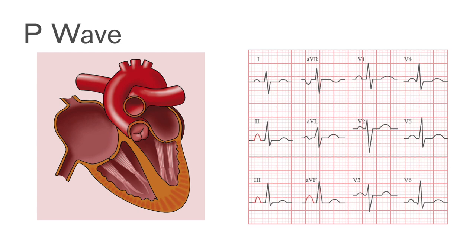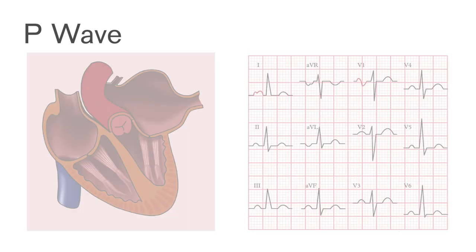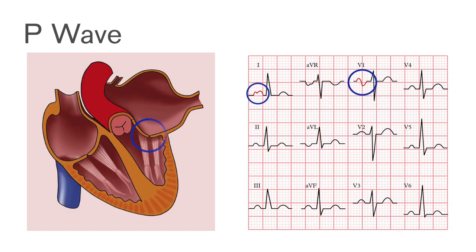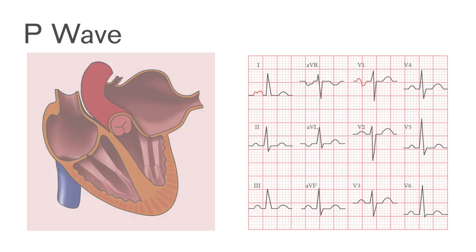Right atrial enlargement can result from increased pressure in the pulmonary artery. For example, after a pulmonary embolization, the width of the P wave does not change. Left atrial enlargement is often seen in mitral valve insufficiency, resulting in backflow of blood from the left ventricle to the left atrium, subsequently increasing local pressure.